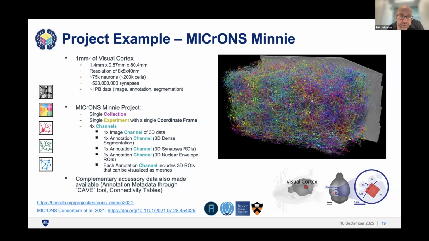So this is organized as a single collection and a single experiment with a single coordinate frame because it's one massive volume and includes the image data as well as the annotations for the segmentation of the neurons, the synapses, and the nuclei that have been identified throughout this volume. And then a live complementary tool of all of the ongoing annotations that are being iteratively proofread and improved over time is also available for this data set. So this is a very large and complex data set that can be hosted and visualized through BossDB.